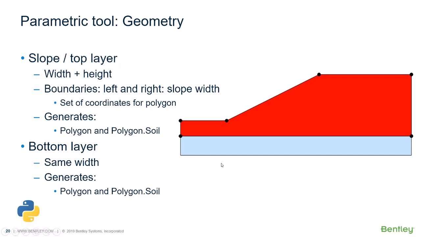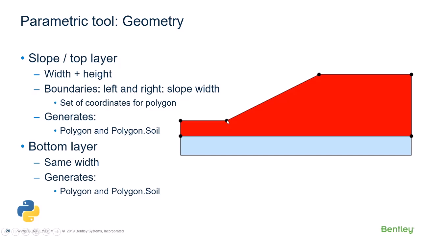Then we'll start by building the geometry. Now in this case we have the slope and the top layer. We can use a soil polygon to generate this one. So we have the width and the height that we have to consider. That's for the slope. It's quite easy because those are the input. We give directly the parameter h and the slope here, so that's easy to do.